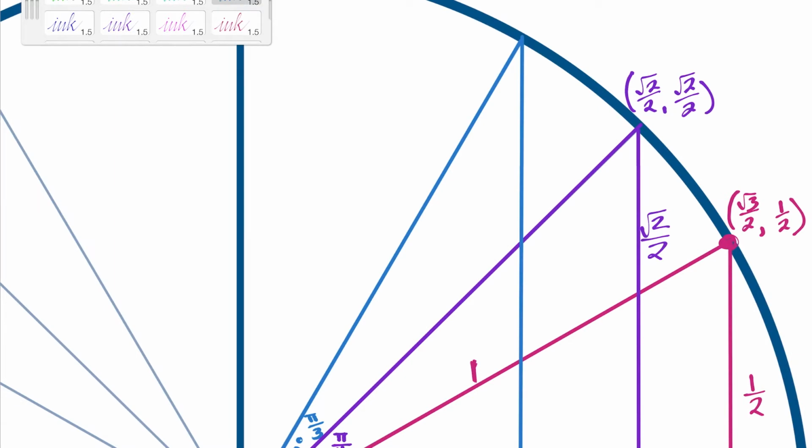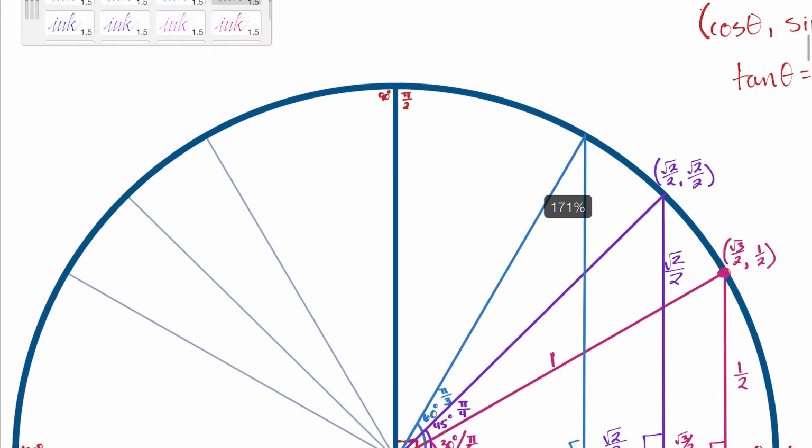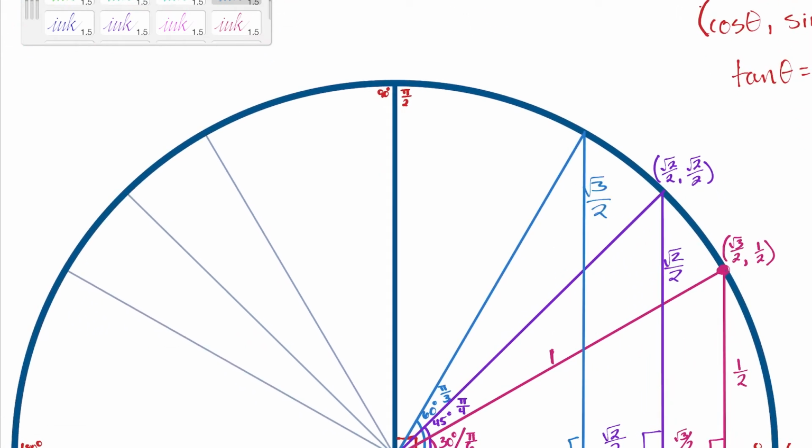And then we have our 60-degree mark, or we could say pi over 3. Those are all the same thing. Opposite my 60 degrees is the square root 3 over 2, and adjacent is going to be the 1/2. So then my x value is 1/2. My y value is square root 3 over 2.